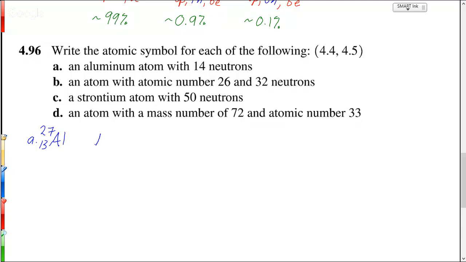All right, so B, you're not told what atom it is, but you are told the atomic number is 26. So what atom does it have to be? Iron. How do you know? Yeah, because you look up 26, right? It says Fe. So we go Fe, 26, and what do we put for the mass number there?